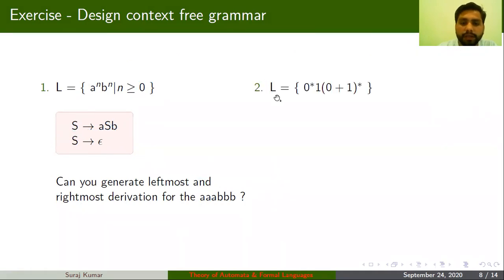Now see another example. In this case you can see that this is actually a regular expression, which means this is a regular language. And every regular language is a context free language, which means you can write a context free grammar for it. So my question is to design the context free grammar for this language.